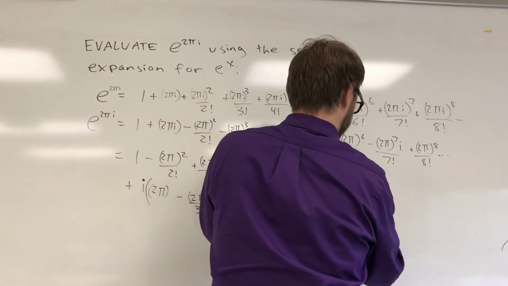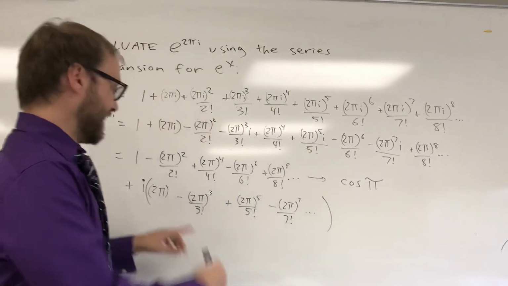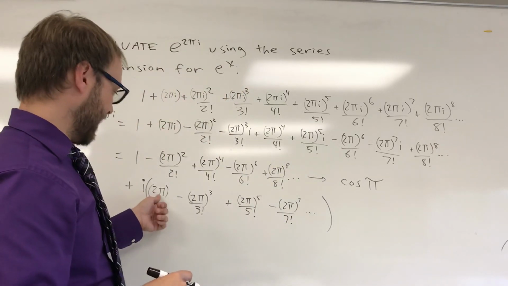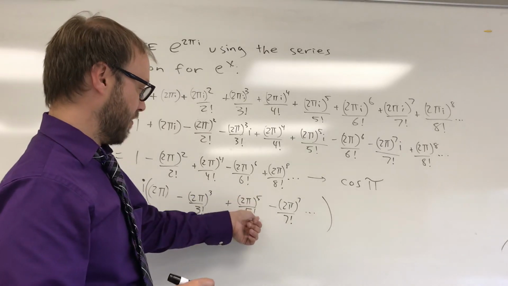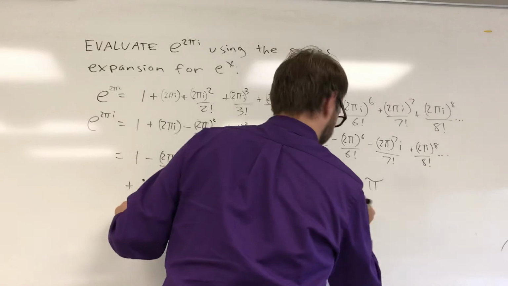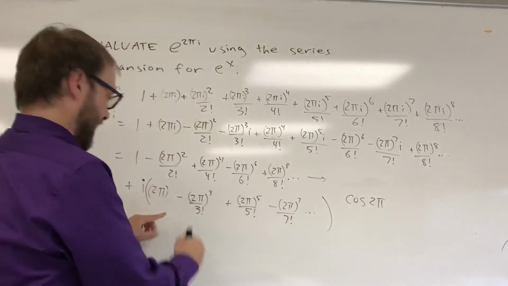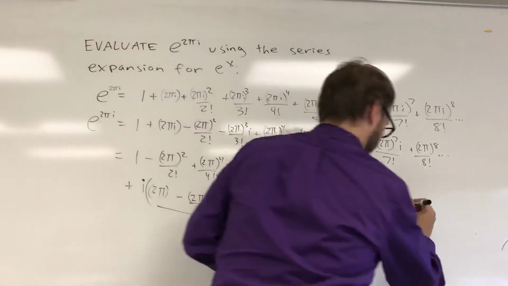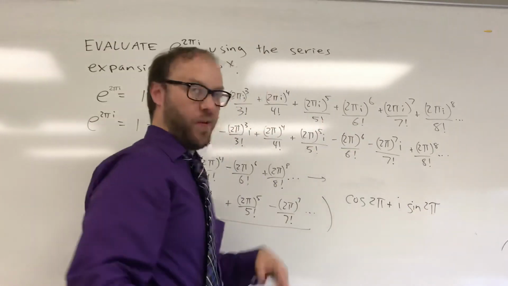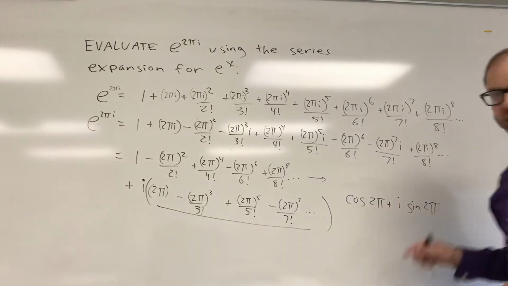That is the cosine of x function, except it's not cosine of x, it's cosine of 2 pi, because I put 2 pi in there. And the second series down here, you'll notice these are odd powers and an alternating series. So that would be basically x minus x cubed over 3 factorial plus x to the 5th over 5 factorial, and so on. The odd powers are the sine function, but it's the sine function being multiplied by i. So the second thing here is the sine evaluated at 2 pi, but the whole thing is being multiplied by i. And what we end up with is cosine of 2 pi plus i sine of 2 pi.